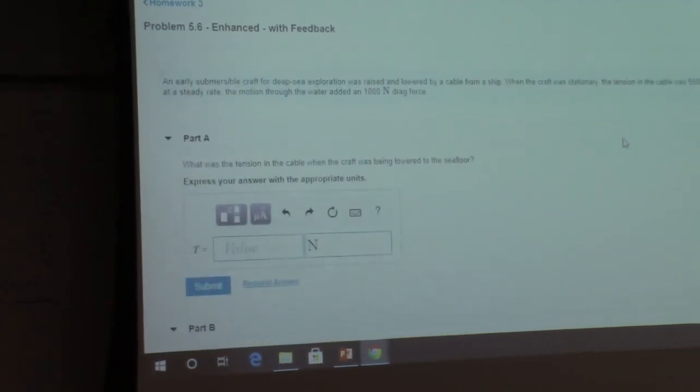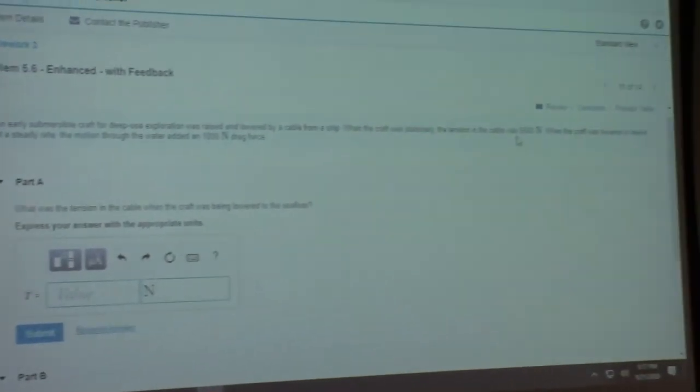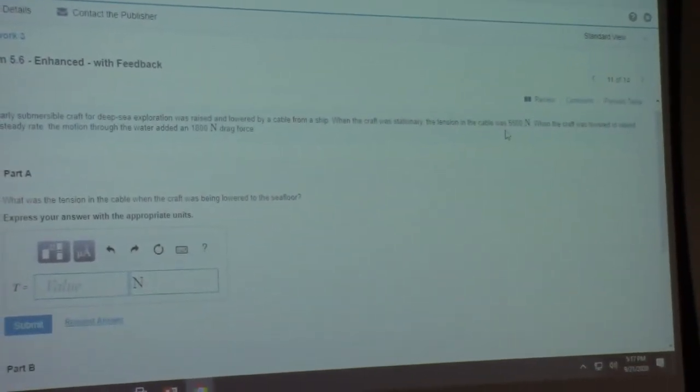Okay? So when it was stationary, they're saying the tension is 550 newtons. And then when it's lowered or raised, there was this additional drag force. So we'll have to take a look at which direction the forces are.